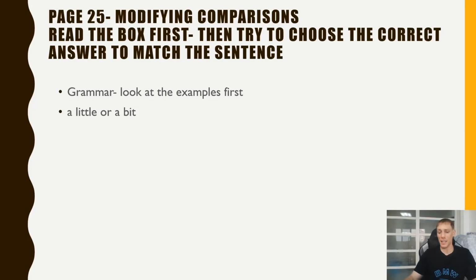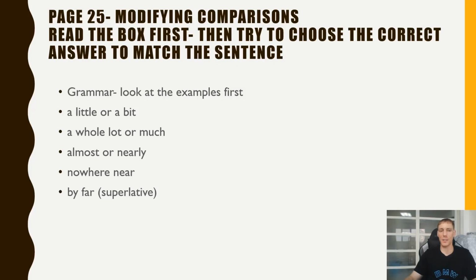And in the textbook, they gave the answers: small difference, a little bit; big difference, a whole lot, or much; small difference with almost or nearly as something. To show a big difference, we'd use nowhere near as big as, like that. And the last one, to show a big difference using superlatives, by far, for superlatives. So each one of these is what we're going to use.